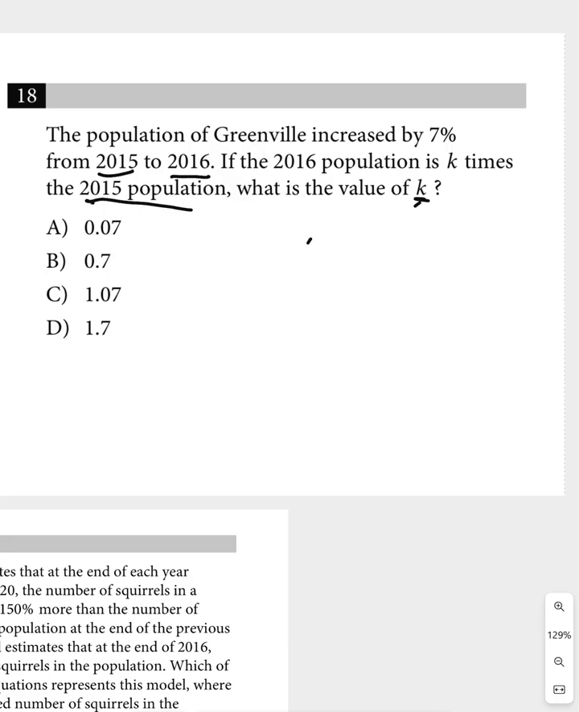Let's just say X is our initial starting amount. We know that the increase is going to be 1 plus 7 over 100, and this will get us to the final value. Again, this is to the power of 1 because we're only doing this increase once, from 2015 to 2016. If we were going from 2015 to 2017, we would put a 2. But in this case, we don't have to worry about that.